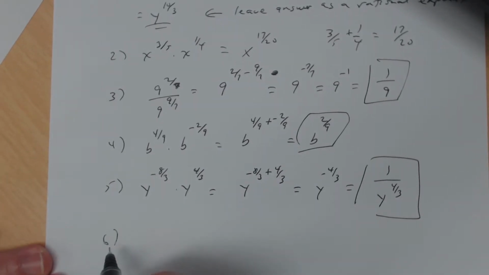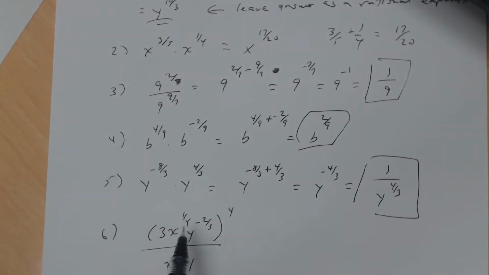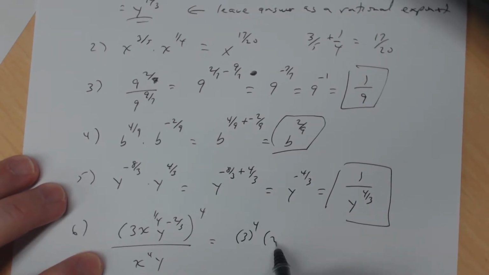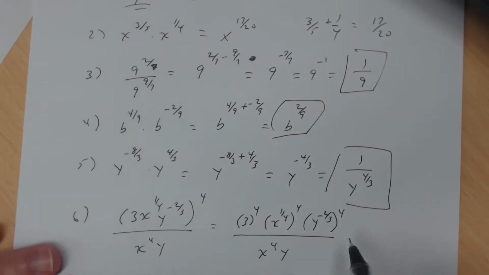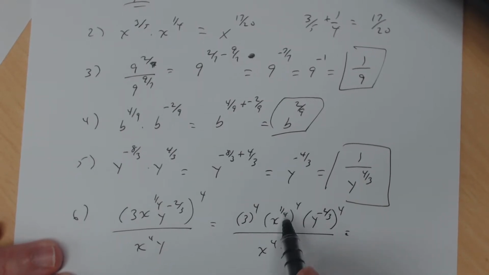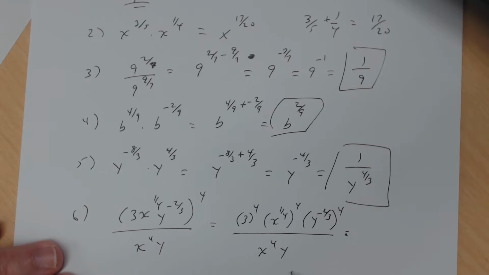And then number 6, you have 3x to the 1/4, y to the negative 2/3, all raised to the 4th power, divided by x to the 4th y. Here you're going to use the power of a product rule, so you're going to raise each of these to the fourth power. So do that first: 3 to the fourth, x to the 1/4 to the fourth, y to the negative 2/3 to the fourth, all over x to the fourth y. Then 3 to the fourth, that's 3 times 3 times 3 times 3, which is 27. Power raised to a power, you can use the power rule, so 1/4 times 4 is 1, so that's x. This is going to be y to the negative 8/3, since negative 2/3 times 4 is negative 8/3. So that goes here.